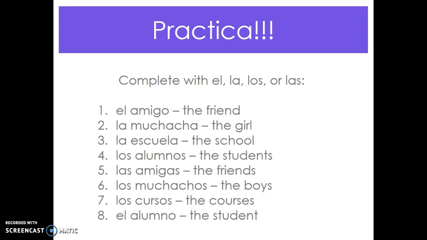Here are the respuestas. Here are the answers. To express the friend, it would be specifically a male friend. El amigo, the girl. La muchacha, the school. La escuela, the students. Los alumnos, the friends, female friends. Las amigas, the boys. Los muchachos, the courses, los cursos, and the student, el alumno. Hopefully you got all those right.